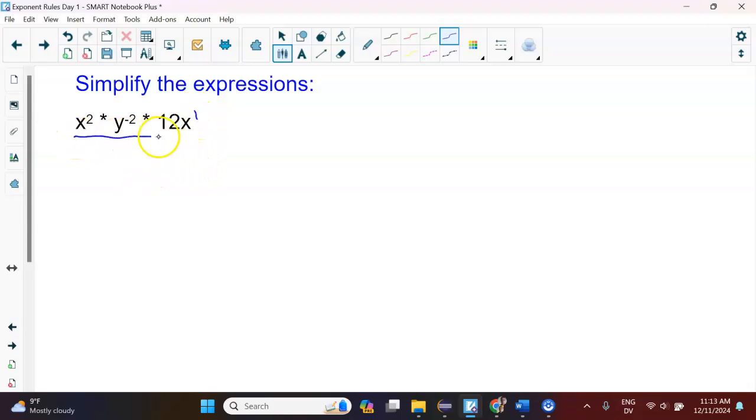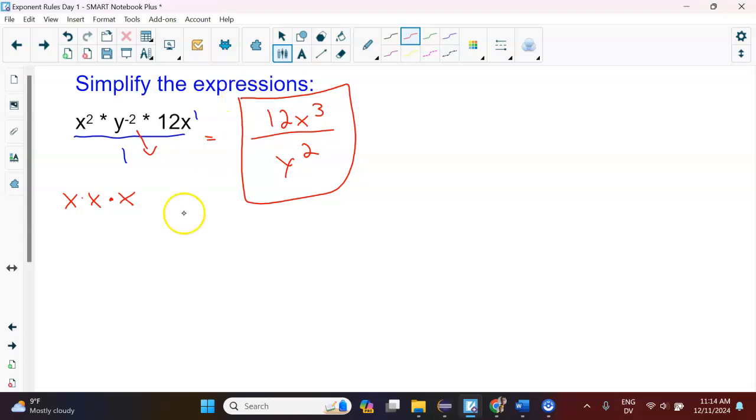Okay, so my first thought on this one is, because of the negative exponent, I'm going to move that down. Okay, so I'm going to have y squared on the bottom. And then up top, we have x squared times x to the 1st. So x squared times x to the 1st is x cubed, along with the 12. So we end up with 12x cubed over y squared.